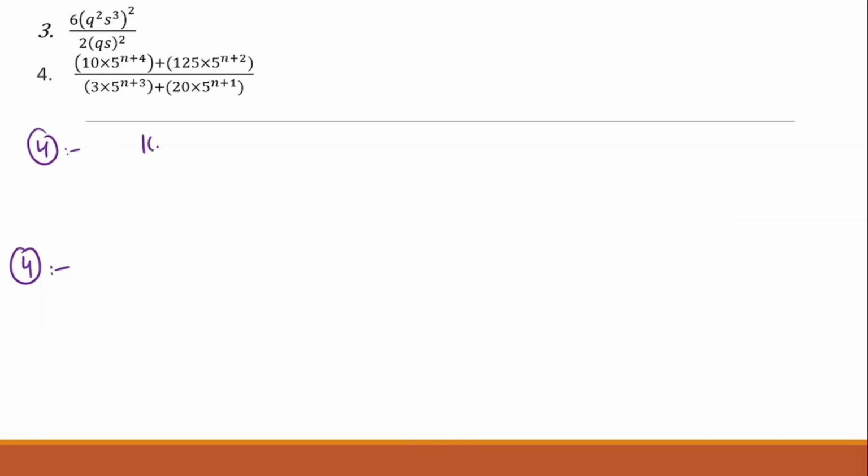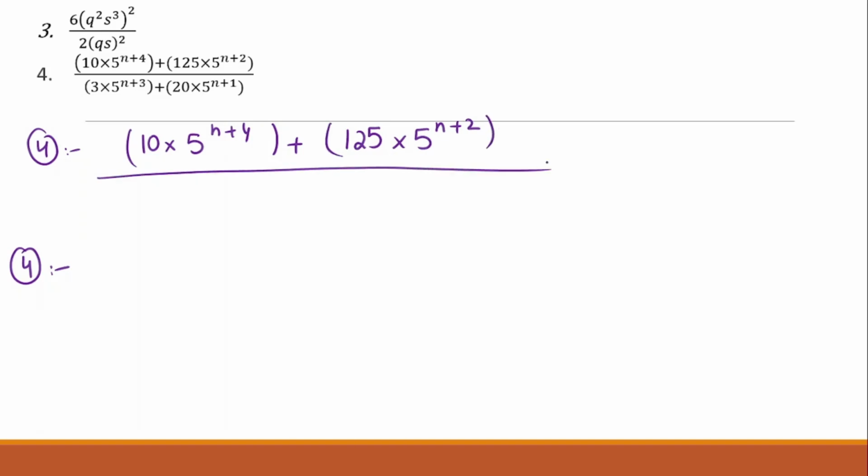If you see, there is 10 multiplied by 5 to the power n plus 4, plus 125 multiplied by 5 to the power n plus 2, divided by 3 multiplied by 5 to the power n plus 3, plus 20 multiplied by 5 to the power n plus 1. So this is question number 4.